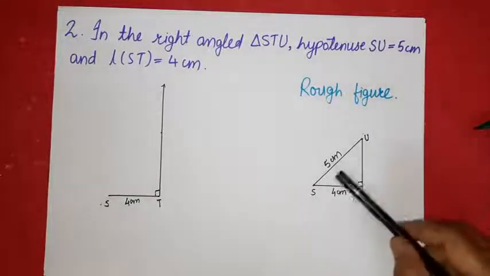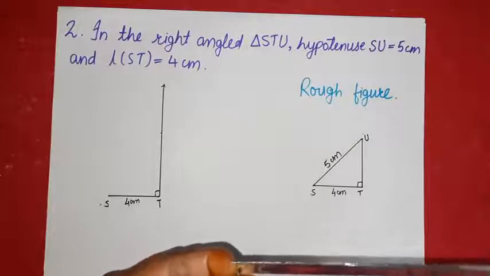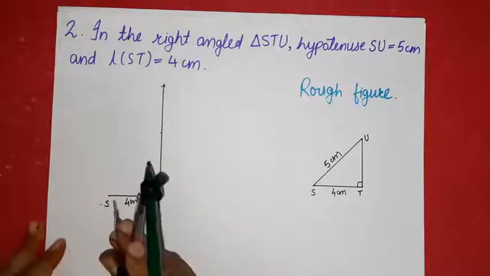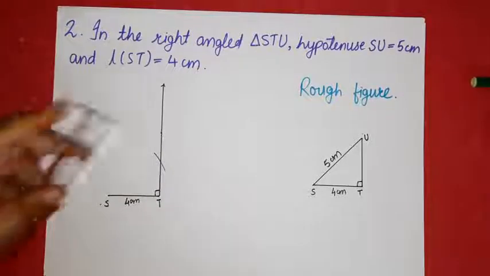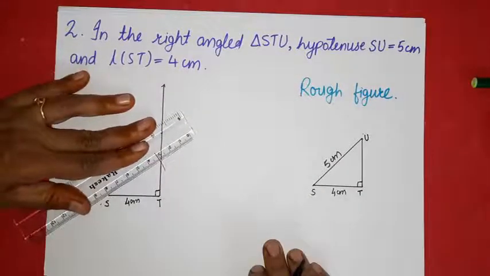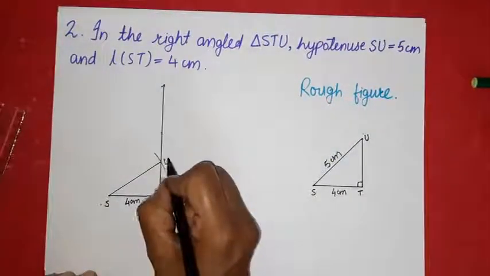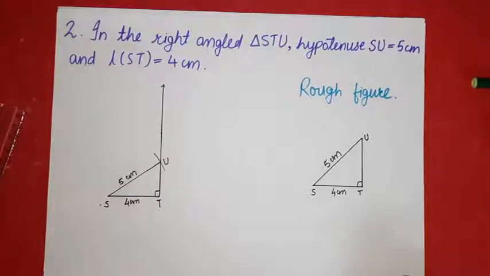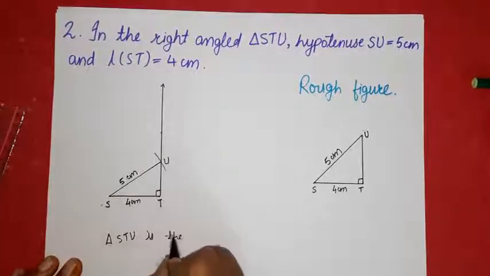Now here the length of the hypotenuse is 5 centimeter. So we will mark 5 centimeter using the compass. Again the same procedure. Put the needle end on 0 and pencil end on 5. Now here we will put the needle end on S. Give the arc here like this and join this intersecting point with the vertex S. Here you will get this vertex U. Here the length of this hypotenuse is 5 centimeter. So we will write here triangle STU is the required triangle.